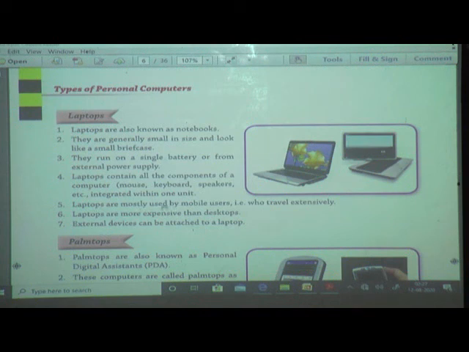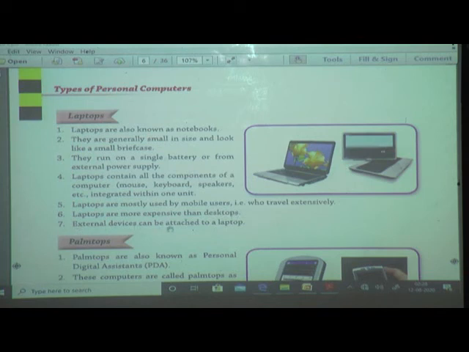Laptops are mostly used by mobile users, that is, those who travel extensively. If you have more work while on the move, a laptop is a good option for us. Laptops are more expensive than desktop computers.